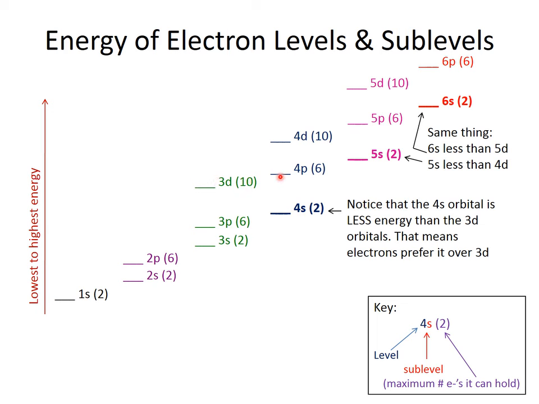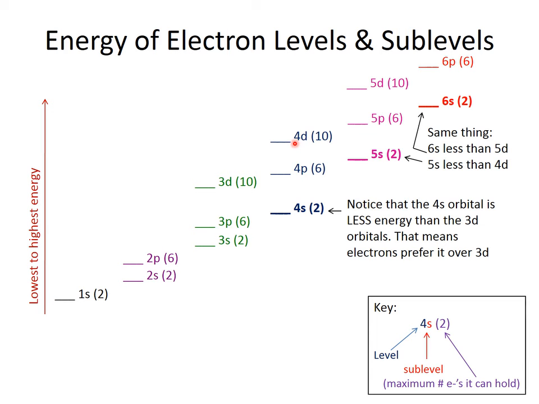Next comes 4p, which is higher in energy. Again, here we go. After the 4p, notice that the 5s is lower in energy, in between the 4p and the 4d. So after it finishes filling the 4p level, it's going to start filling the 5s level and then move back to filling the 4d level.